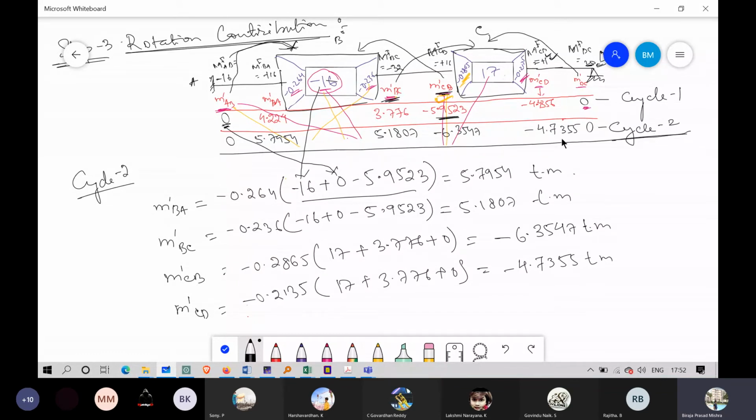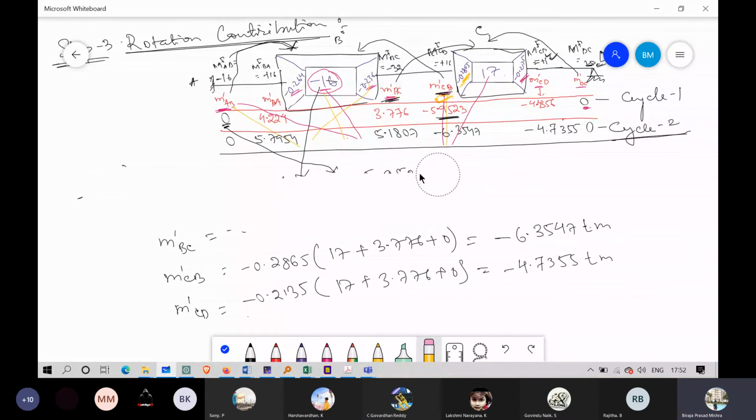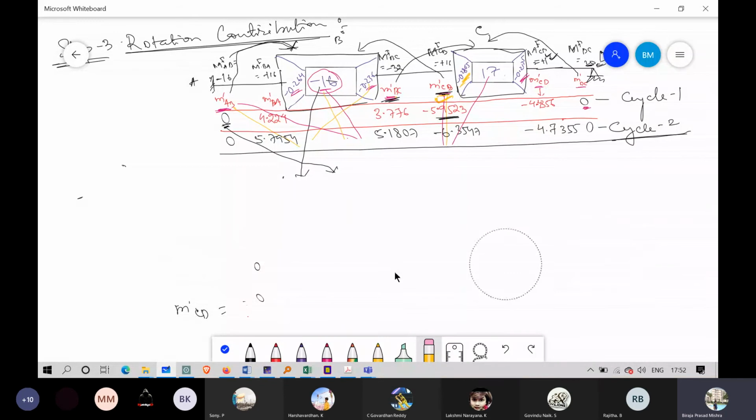So here cycle 2 is over. Next cycle, see, now these values are not the same. The corresponding values of the two cycles are not the same, right? Is it the same? No. These two values should match. All these two values should be the same. No doubt here it is 0, here it is 0, but these other values are not coming as the same. So we'll go for another cycle, cycle 3.